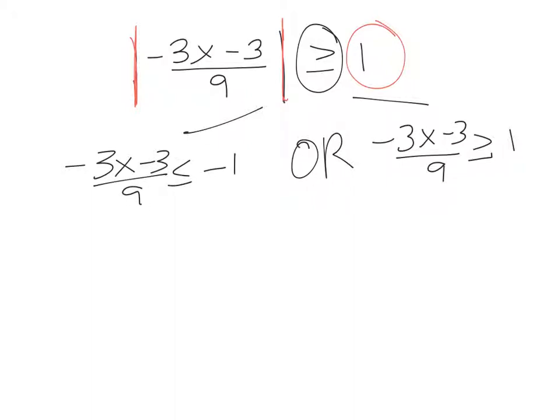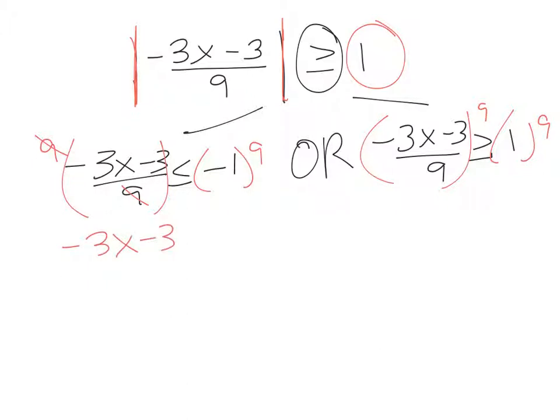I'm not a big fan of the fraction, so I'm going to get rid of the fraction by multiplying both sides by 9. And that's just my preference. If you want to keep it in there, keep it in there. When you multiply both sides by 9, the fraction will cancel. So you will have negative 3x minus 3 less than or equal to negative 9, or negative 3x minus 3 greater than or equal to positive 9.